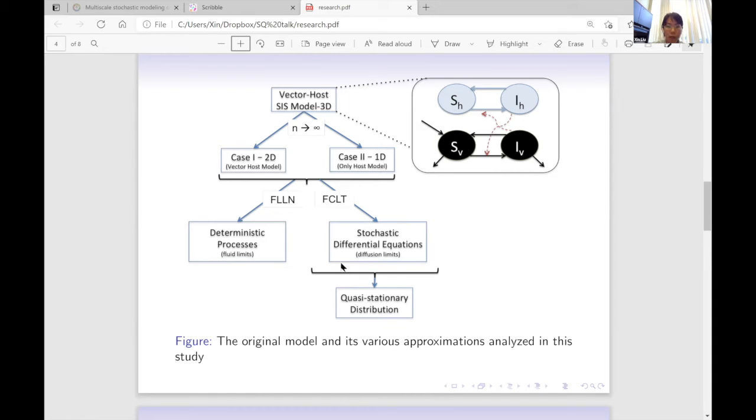Then we also try to use the limits to look at the long time behavior, and try to look at the approximate quasi-stationary distribution. Basically, we also use the OU process, the Ornstein-Uhlenbeck process, in our analysis. So this is just some rough idea.